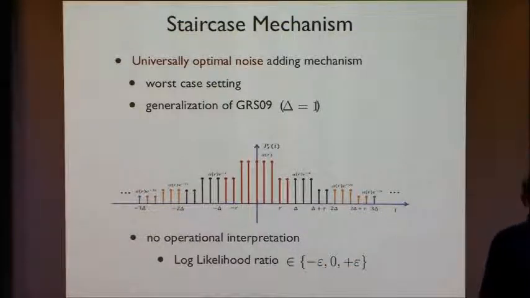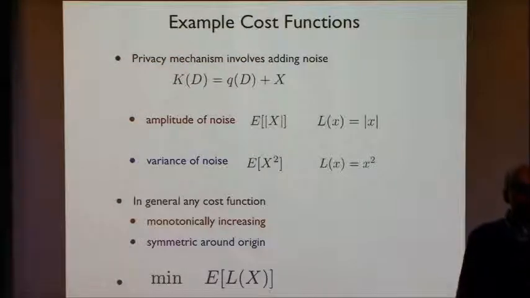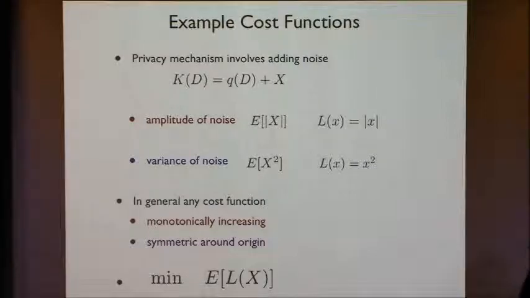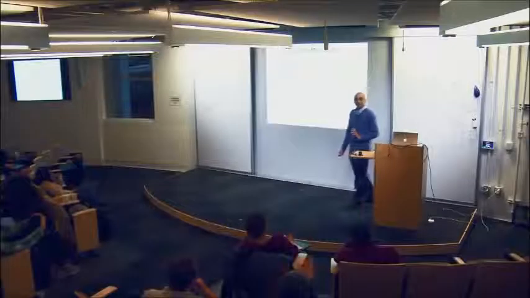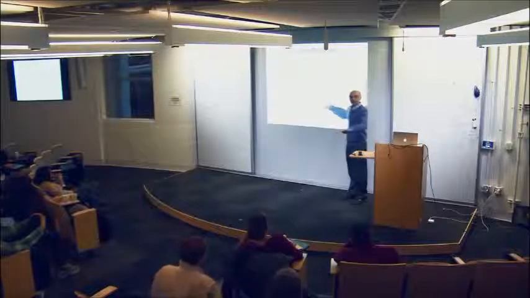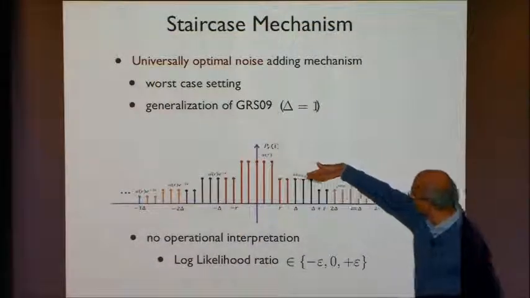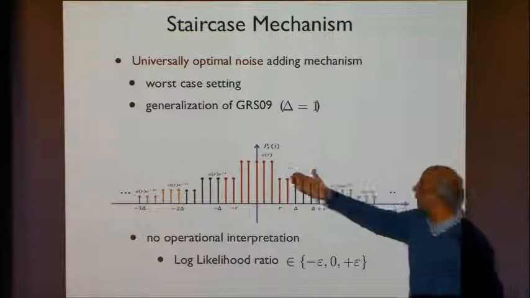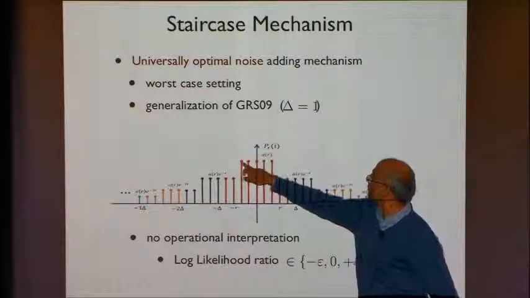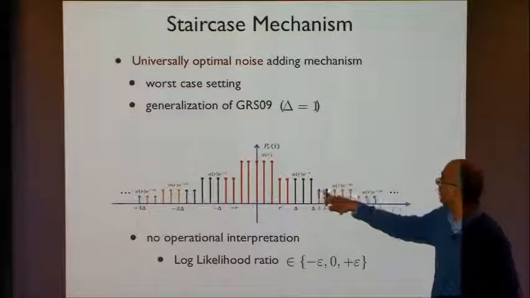Yeah, Sashu. What is the cost? I haven't defined it, so that's the next slide. Thank you. So can you explain the graph in more detail? So this is the PMF. So I could have plotted, I guess, the geometric noise. The geometric noise would have been like this. It takes only integers, and like this. This one has flats, and then it jumps down. Flat, jump down.